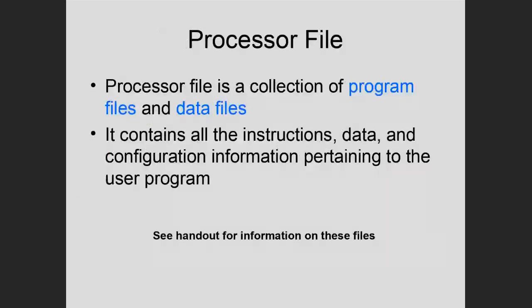Now, when you create a rung, in the background your PLC automatically creates something called a processor file. That processor file consists of two sections, two categories: program files and data files. You don't really have to know this to program, but it helps to understand what's going on in the background.